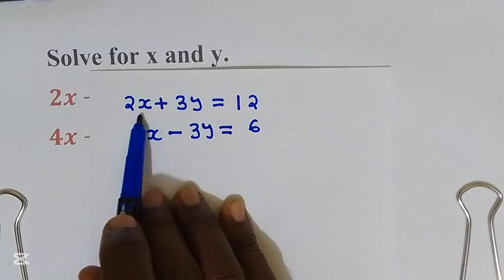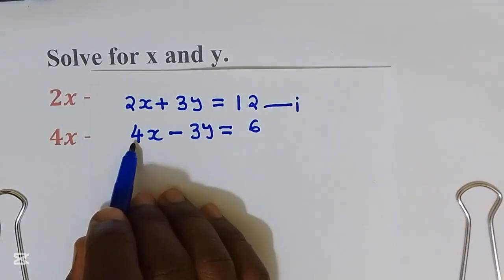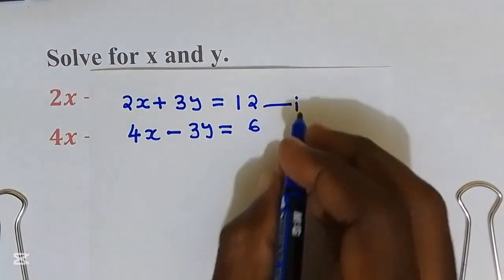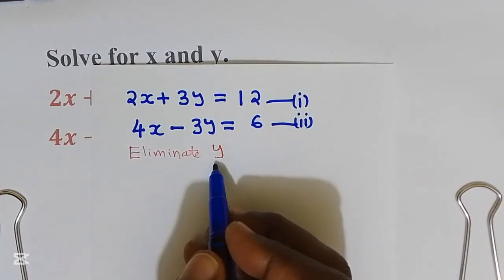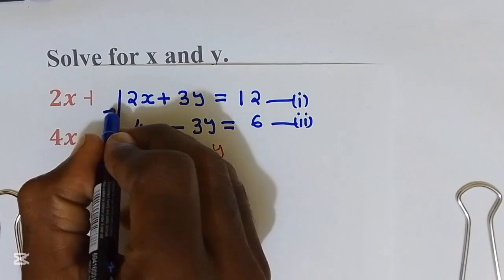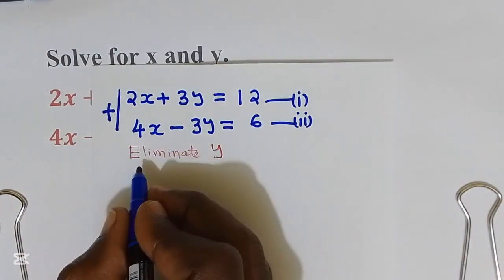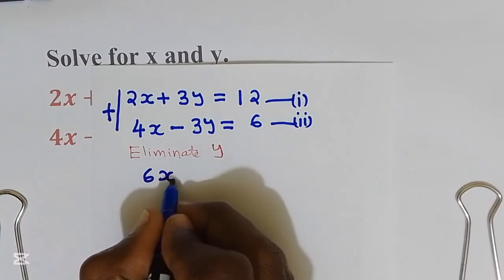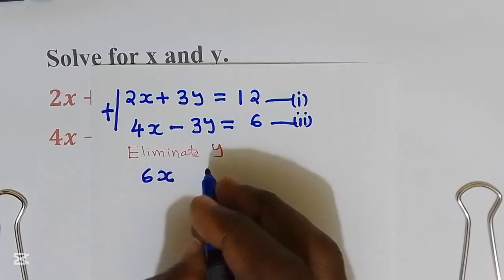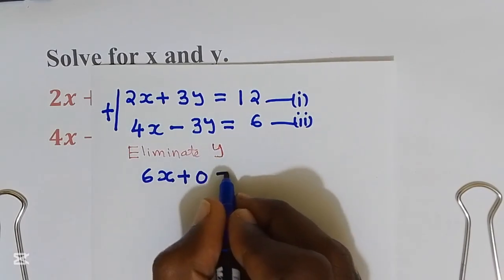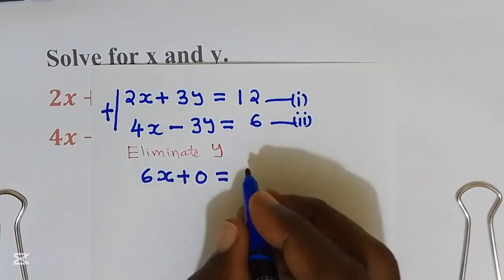I would call 2x plus 3y equal to 12 equation number 1, and 4x minus 3y equal to 6, I'm going to call equation number 2. We are going to eliminate y by adding these two equations. We are going to add, that is 2x plus 4x, we get 6x, 3y plus minus 3y is equal to 0, so plus 0, this is equal to 12 plus 6, we get 18.